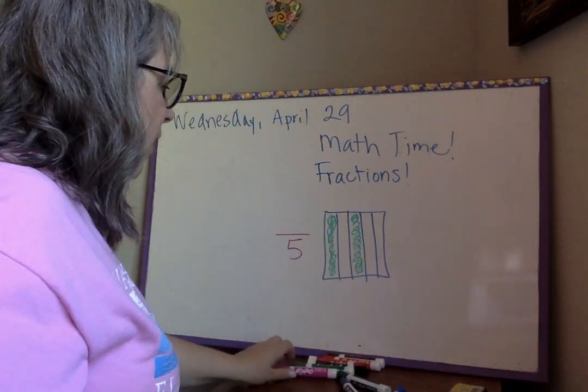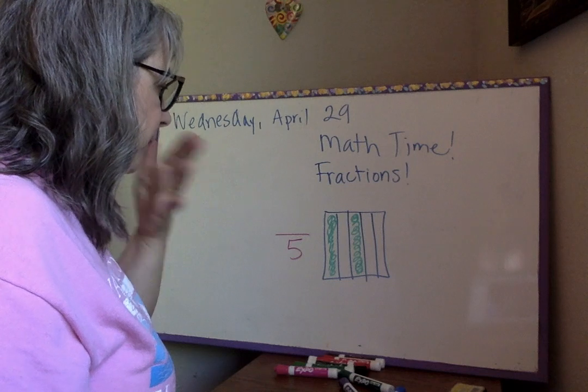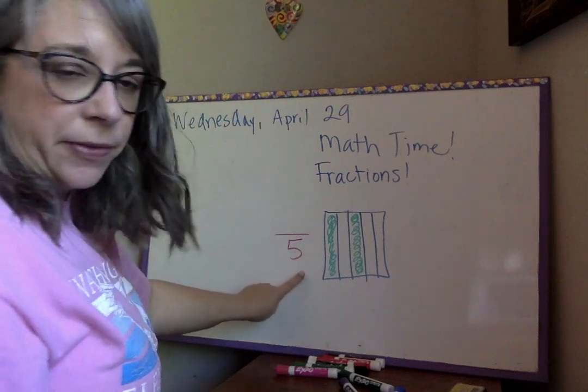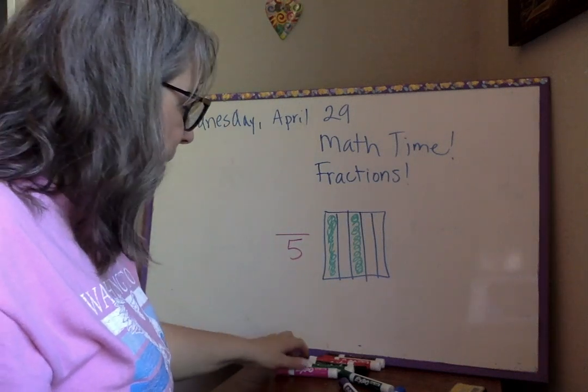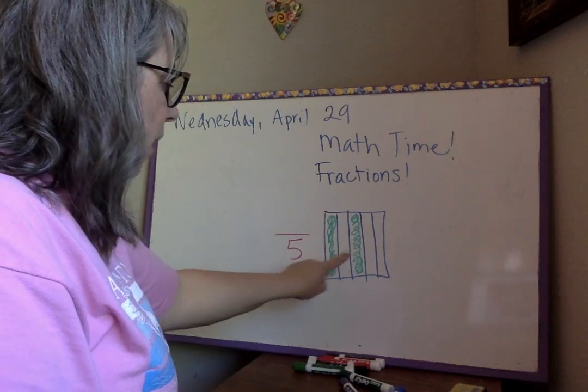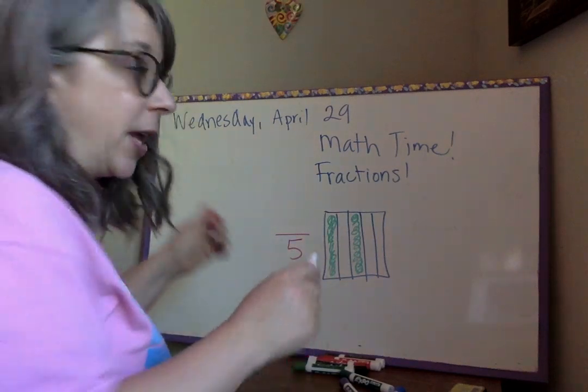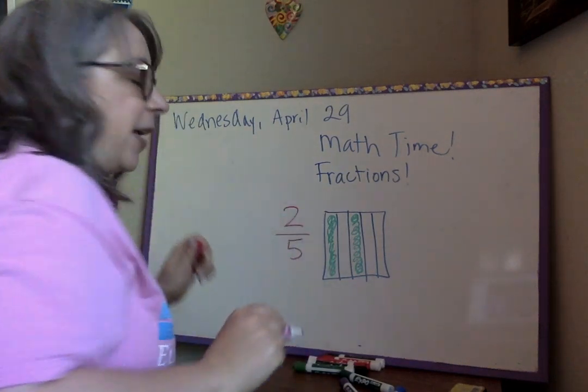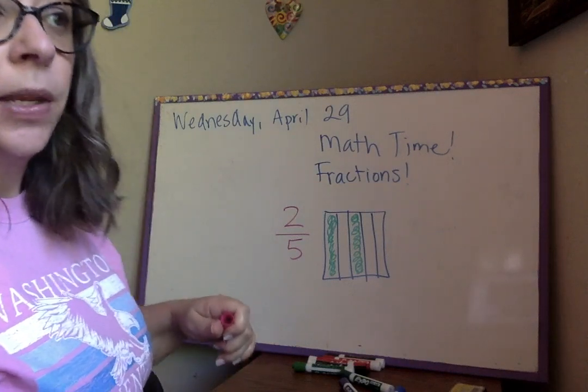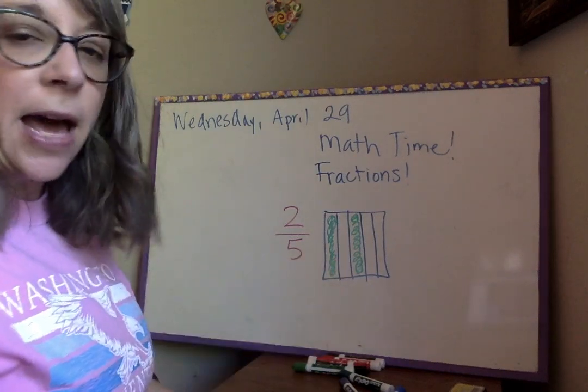And now I want to know how many parts of this 5 are shaded in. Well, how many parts are shaded in? 1, 2. So now we have 2/5. Okay? So we have 2 parts shaded out of 5.